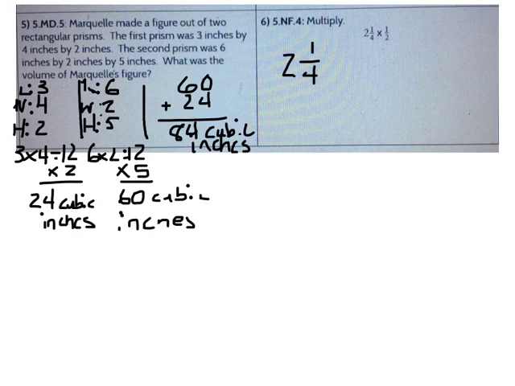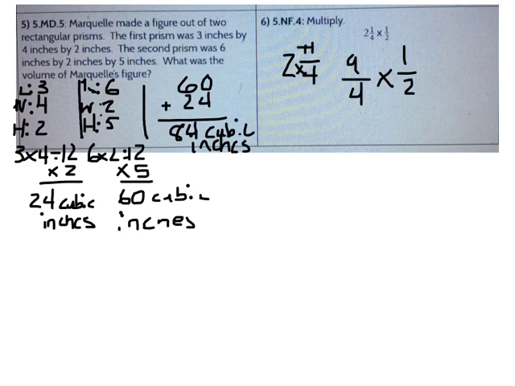Remember, I can start by multiplying the whole number times the denominator. What's 2 times 4? It's 8. Then I can add the numerator. What's 8 plus 1? It's 9. What's the denominator? It's 4. So I'm going to rewrite my problem 9/4 times 1/2.